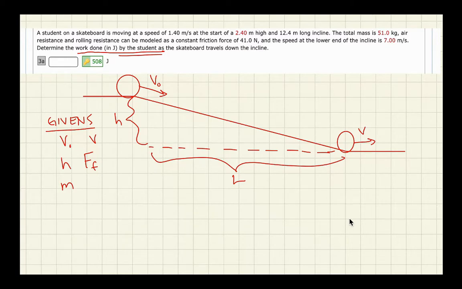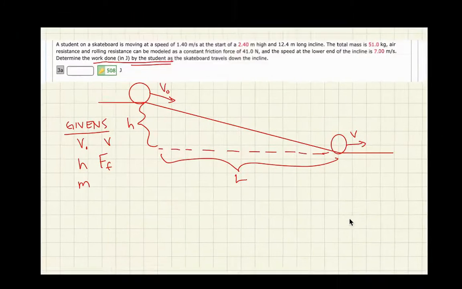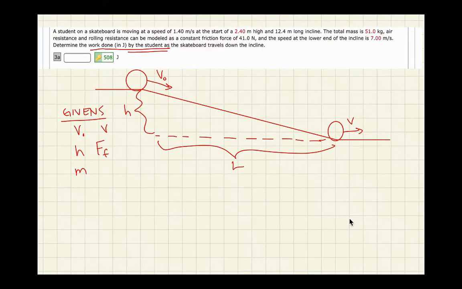So that means the student is exerting a force as well here. So we have friction exerting an outside force, and we have the student exerting an outside force as well. Presumably, friction's slowing the skateboard down, and the student is speeding the skateboard up by sort of pushing the skateboard along over this displacement as well. So one of the pieces of information that I'm going to need here is delta x, the hypotenuse of this triangle, which will be the square root of h squared plus L squared, where L is the length of the incline.